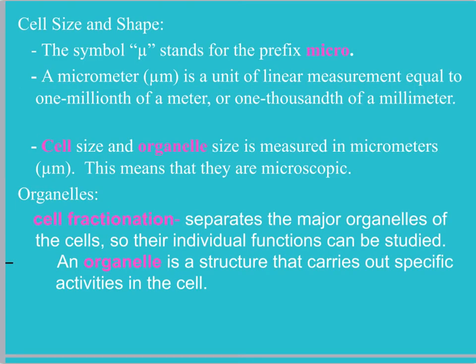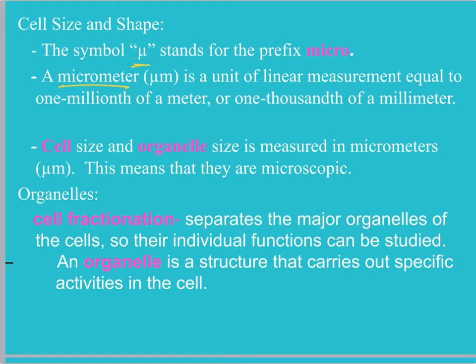So cell size and shape. That funny looking U stands for micro. So micrometers are typically the unit that we use to measure cells. They are 1/1,000,000th of 1 meter or 1,000th of a millimeter. A millimeter is going to be the smallest marking on a ruler. So because cells are so teeny tiny and they're microscopic, we use micrometers to measure the size of cells and organelles. So cell size and organelle size is measured in micrometers.